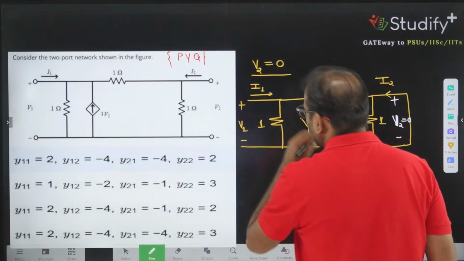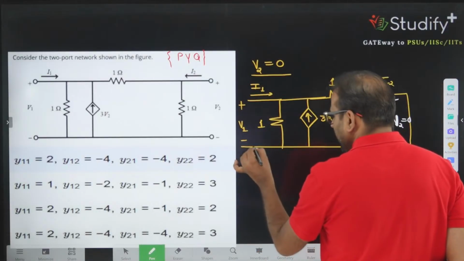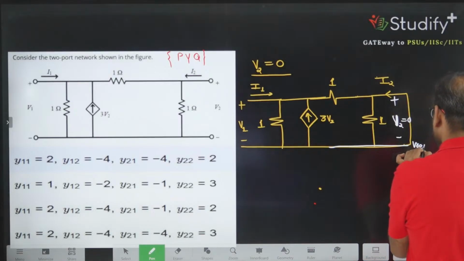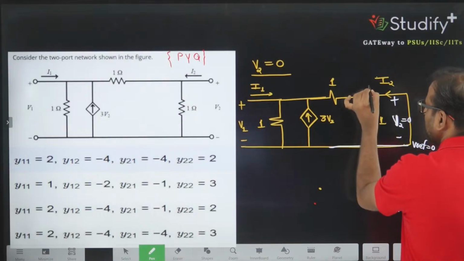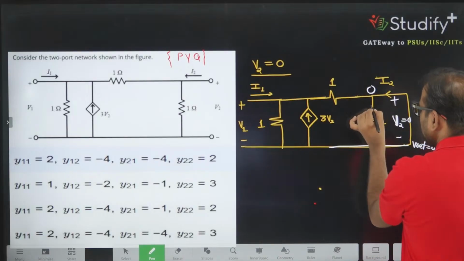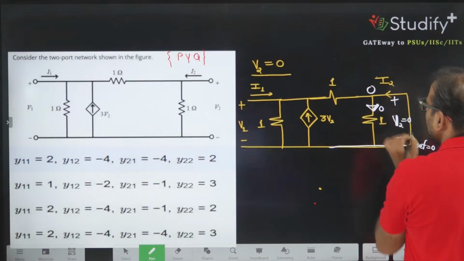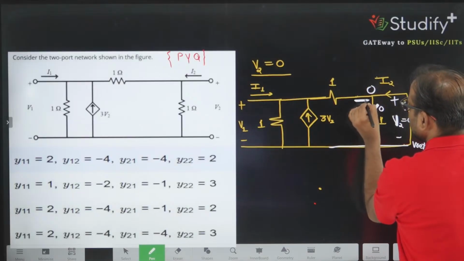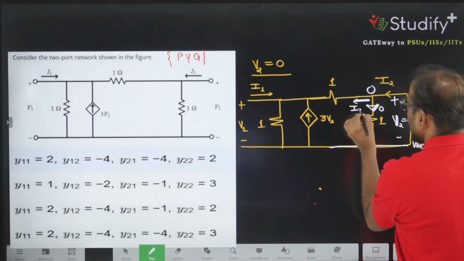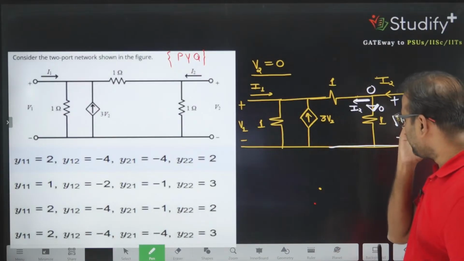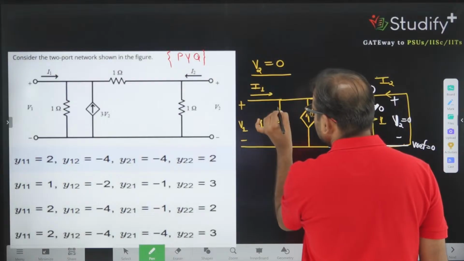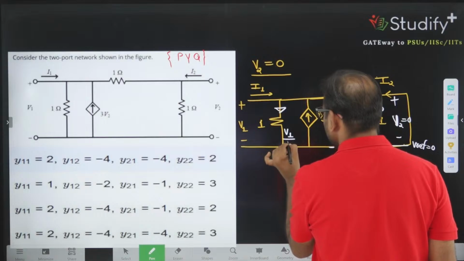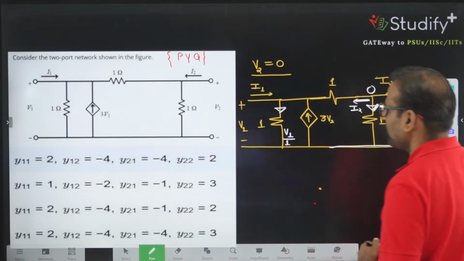So let's go to this. If I consider this point as my reference 0 volt, this whole point is also 0 volt. If this is 0 volt, what is the current going inside this? 0. So I2 current is coming from the source, but the current going inside this is 0. So this current is also I2. Okay, we are good about this. Now, can I say this current is V1 divided by 1?